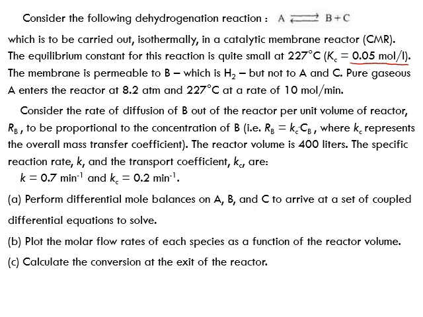Then we have to plot the molar flow rates of each species as a function of the reactor volume. So we have to plot FA, FB, FC versus V. And then we have to calculate the conversion at the exit of the reactor. So let's do this together.